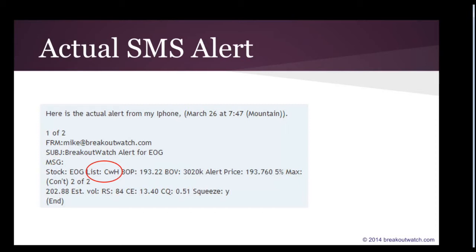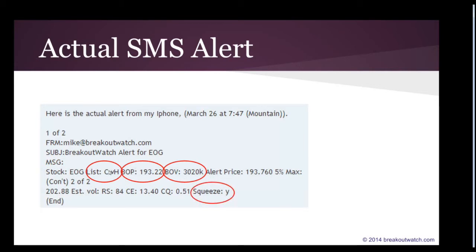And I'll show you a couple of things on here. Give me 1 second while I get my pointer working. All right, so this is coming on my phone, obviously. First of all, I look to make sure it's the list I'm interested in, which is the cup and handle. I then look at the breakout price. I'm going to look at the breakout volume, and I want to make sure the squeeze is on.